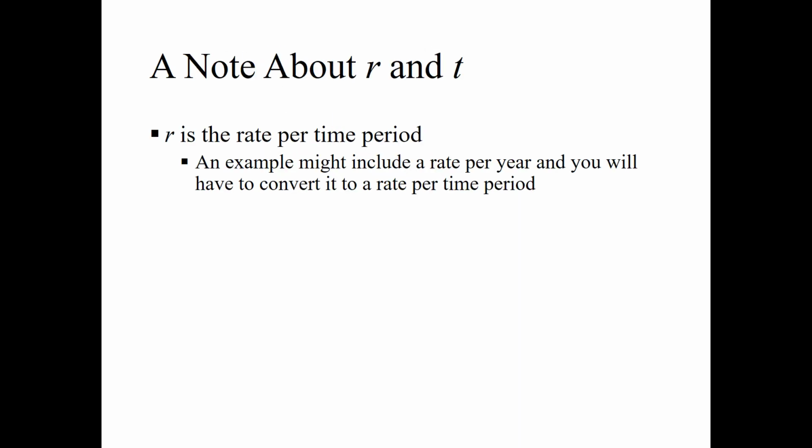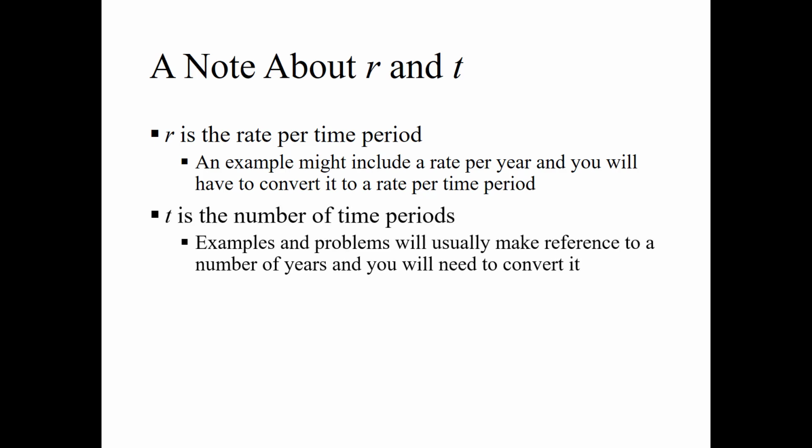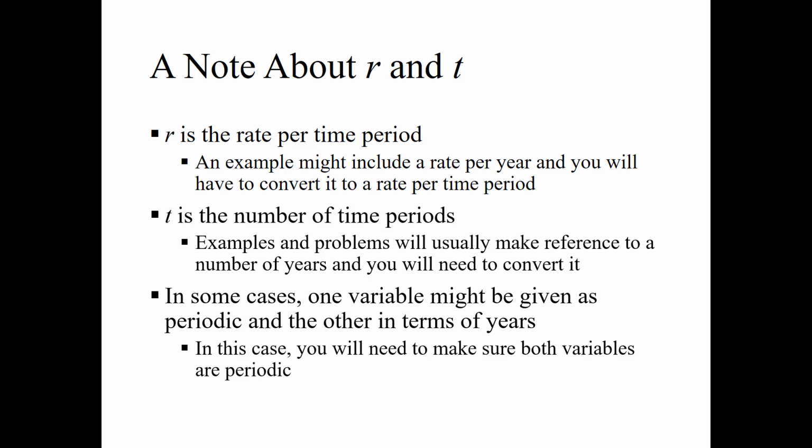One thing to note about our R and our T, it's important to remember that our interest rate is a rate per time period. In these examples, we will assume we earn interest on a yearly basis, so we wouldn't need to make an adjustment for R by dividing it by the number of time periods per year. In this case, we would simply divide it by 1, which gives us the same value. Our T is going to be the number of time periods, and in some problems or examples, they will usually reference a number of years and you might need to convert it. Again, in these next couple of examples, simply because we are using an interest rate per year and a number of years, we can just use our interest rate and our T directly in our calculator. In some cases, you may need to make an adjustment if one variable is listed as periodic and another is per year.